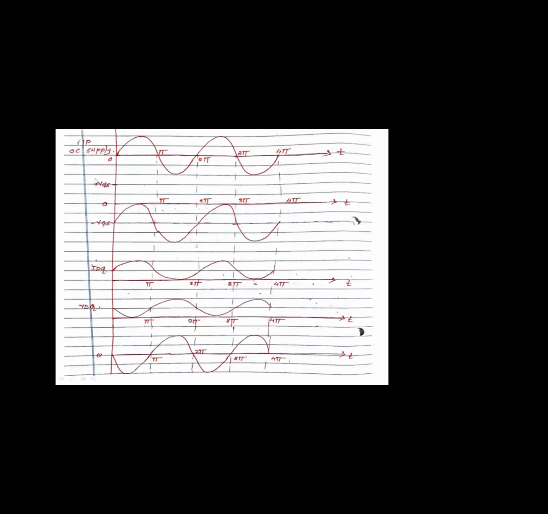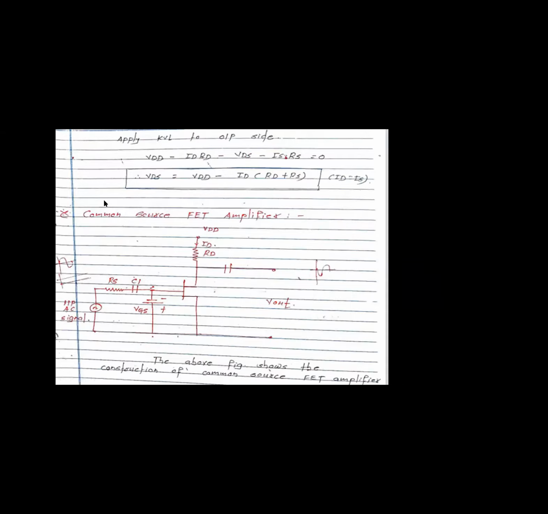Initially, what happened? We applied the AC supply, which has both positive as well as negative half cycles. It is the same as the input. See, we are applying the negative VGS. See here, minus plus, a negative voltage. So negative voltage is applied across it.